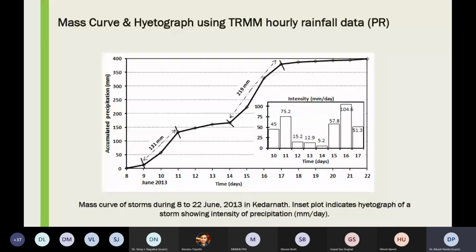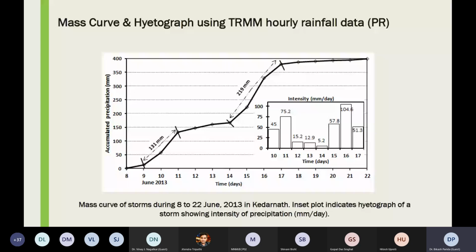This is the mass curve, as well as the hydrograph, shown based on the TRMM hourly rainfall data. From the mass curve you'll find how the rainfall has been increasing, shown for almost 10 days, from June 9 to June 22. After June 17, there is not much rainfall. If you see the intensity part, which is the hydrograph, there are some events like the 11th of June and the 15th, 16th. These are the dates where extreme rainfall happened, and consequently you have other problems, like lake bursting and all.